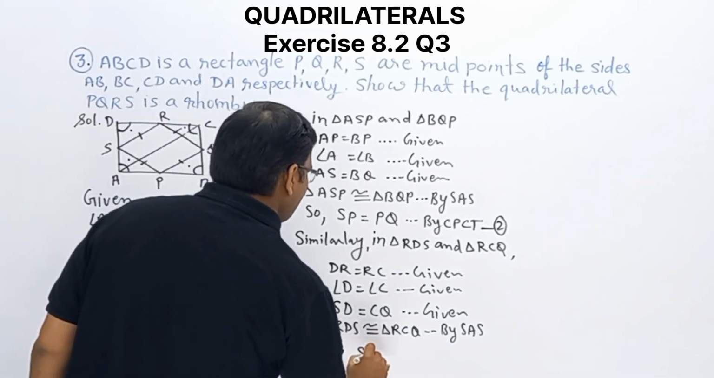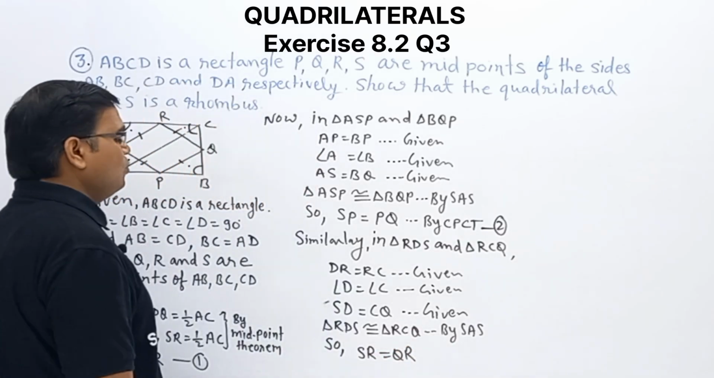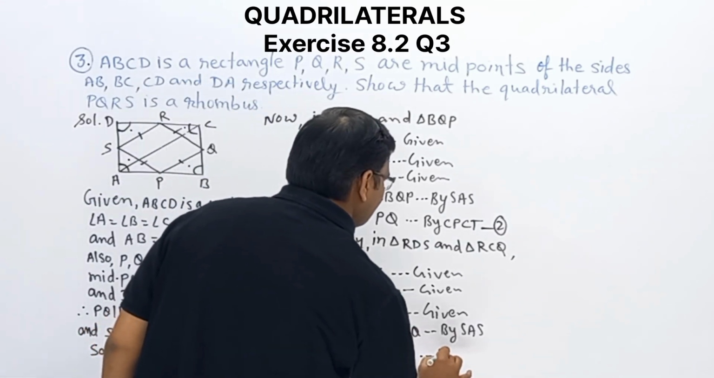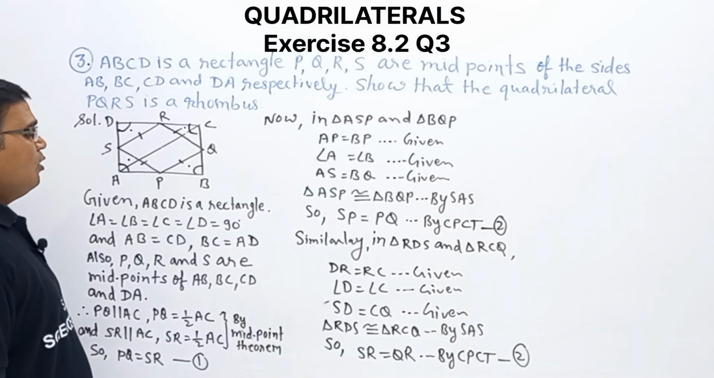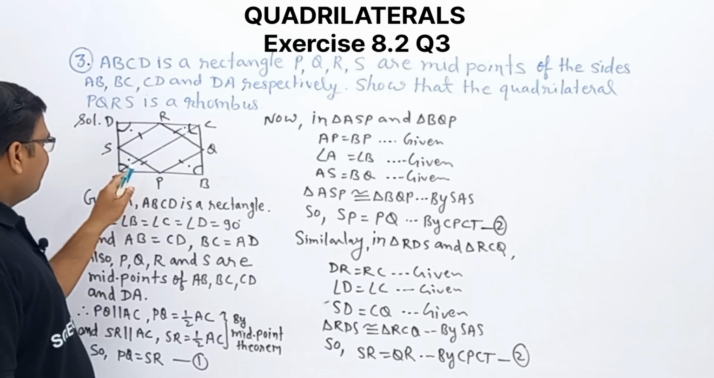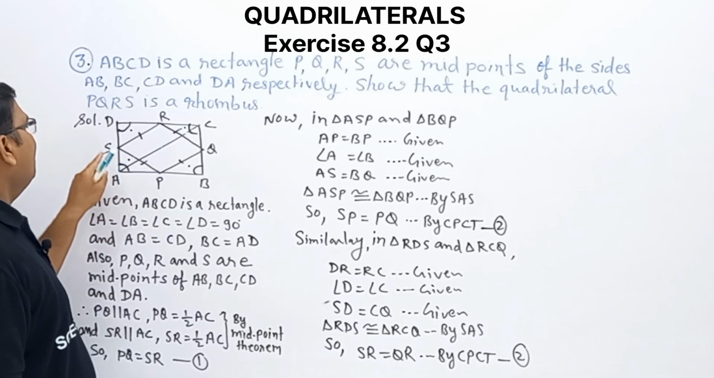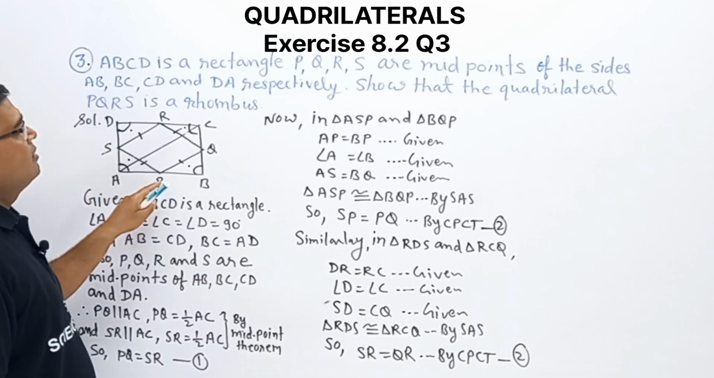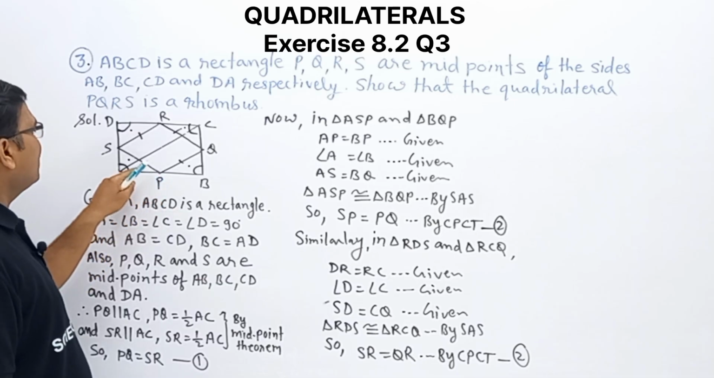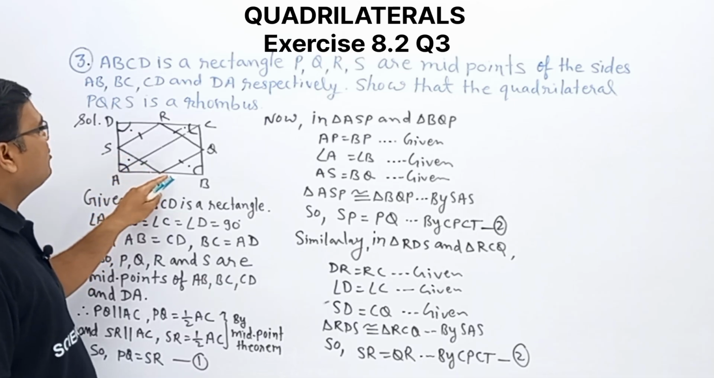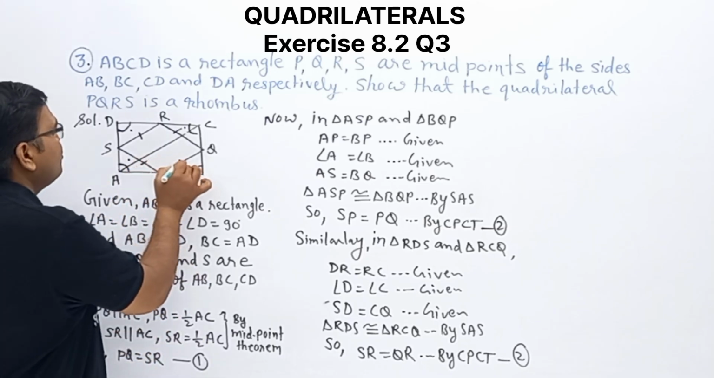So SR equals QR by CPCT. Observe, in the first part we proved congruence of triangles ASP and BQP. In these two triangles we proved the congruence, so corresponding parts will be equal. So SP will be equal to PQ. Clear? This side equal to this one.